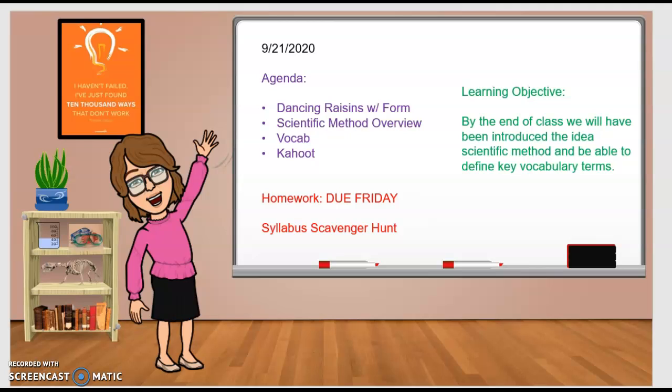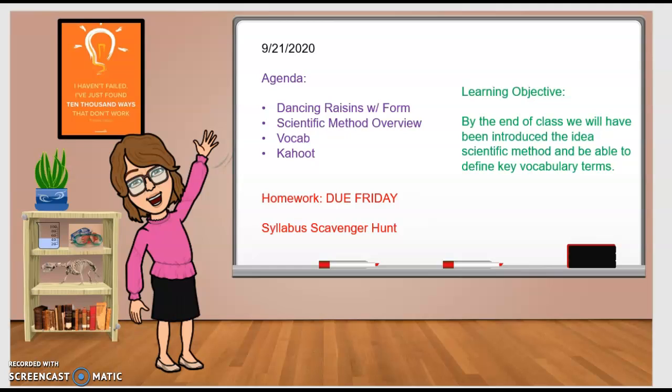We are revisiting the lessons that were conducted on 9/21/2020 and 9/22/2020. We are going to be going over some vocabulary words that we need to be successful student scientists as we study the scientific method and go forward throughout the year. By the end of this class, we will have been introduced to the idea of the scientific method and be able to define some key vocabulary terms.